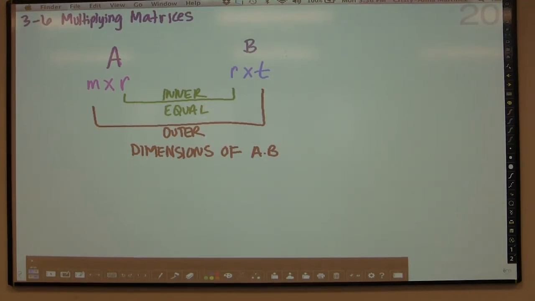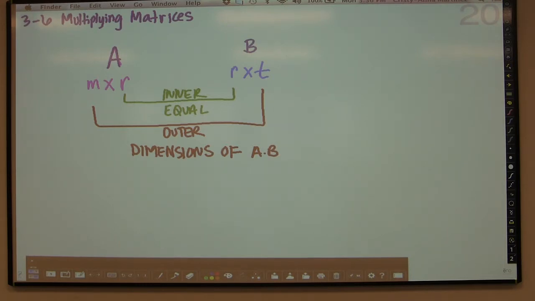Hello, this is an Algebra 2 video for Chapter 3, Section 6. We will be learning today how to multiply matrices. In our previous lesson, we learned how to add and subtract matrices and how to multiply a matrix by a number, what we call a scalar. This is different in that now you will be multiplying two matrices by each other.